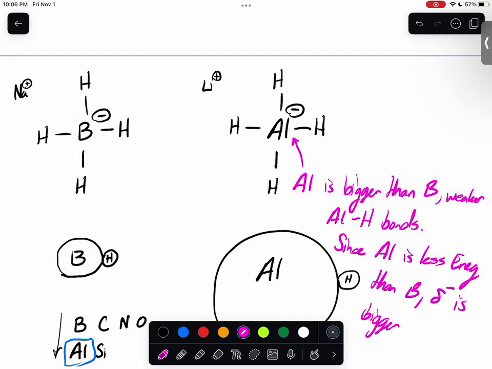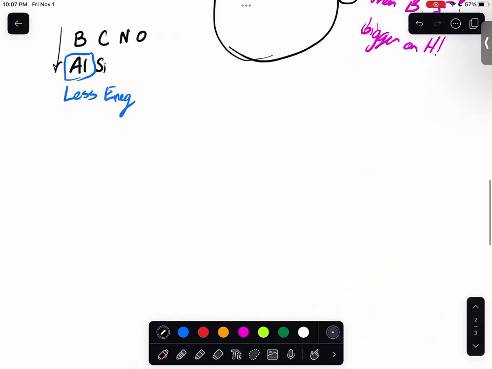So essentially what we're saying is the bonds are weaker and the hydrogen has more negative charge, which means that essentially this is a stronger H minus overall. Okay, so let's see how these things actually work in action. And we're going to mostly focus on using lithium aluminum hydride today because the mechanisms and the way they work will be the exact same between the two with some exceptions.